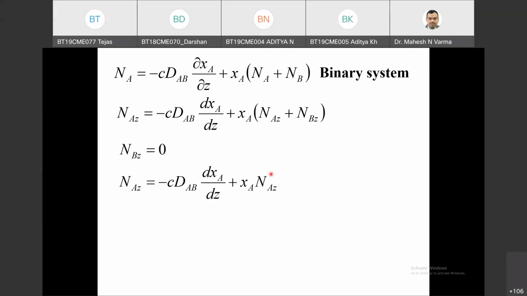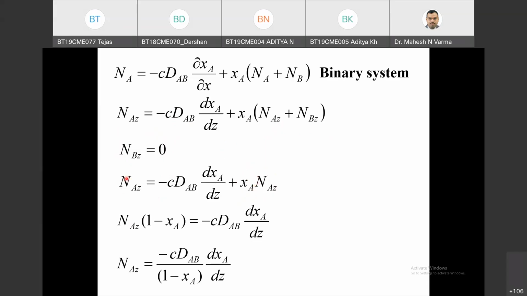And now I can rearrange this equation, keeping this side and rearranging. So NAZ will be equal to minus C DAB, 1 upon XA, dXA by dZ. This is for a binary system and NBZ equals to 0.